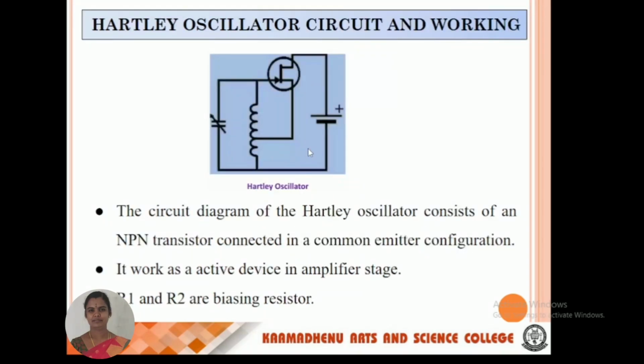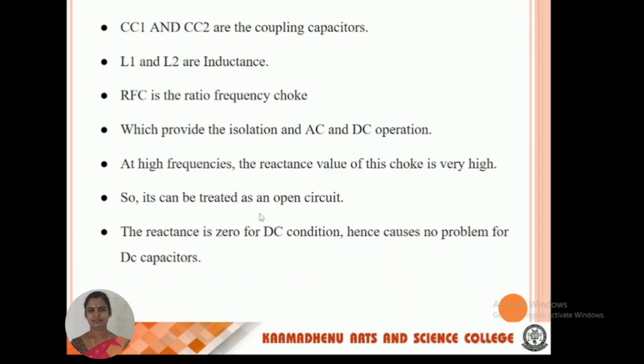This is the circuit of the Hartley oscillator. The circuit diagram of the Hartley oscillator consists of an NPN transistor. This is the NPN transistor connected in a common emitter configuration. It works as an active device in the amplifier stage. Then R1 and R2 are biasing resistors. Then CC1 and CC2 are the coupling capacitors. Then L1 and L2 are inductances.